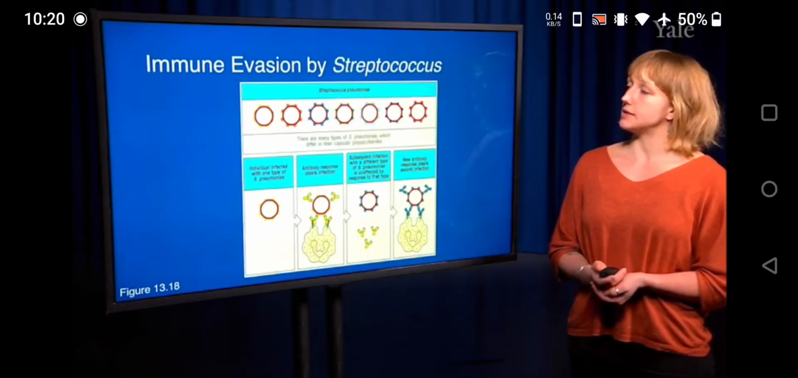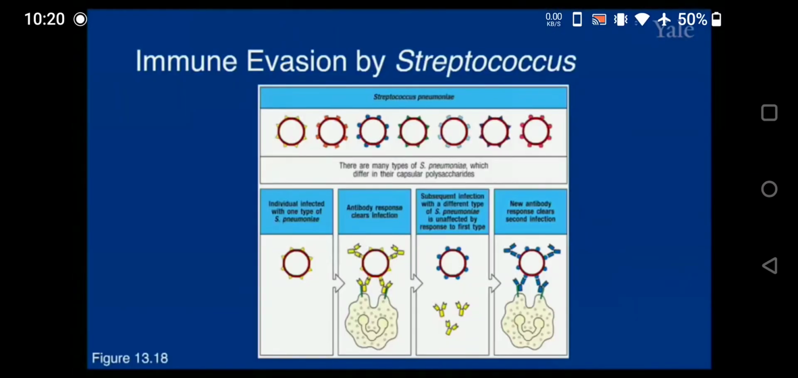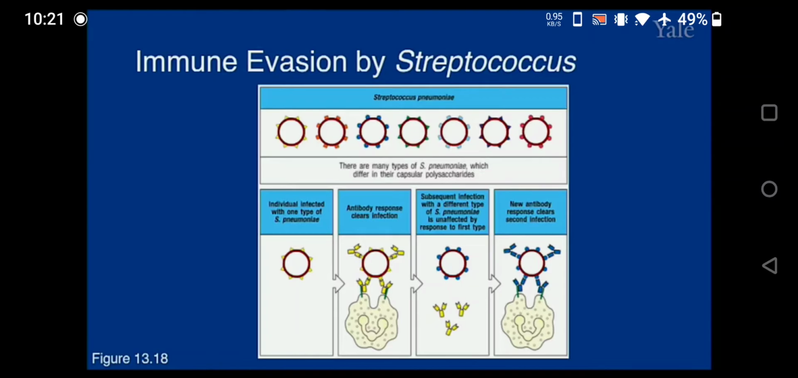A more detailed example of immune evasion can be seen with Streptococcus. There are various different types or subsets of strep, its nickname, and these actually differ based on their outside capsular polysaccharides. So you can see here that the actual foundation, represented by the red circle of strep, is the same, but different types of strep will have different types of polysaccharides on their surface.